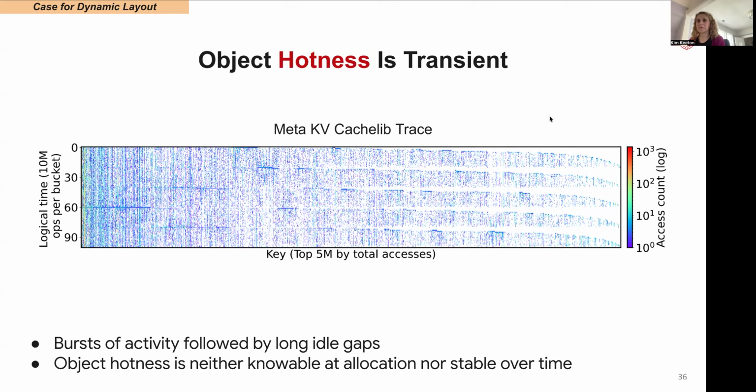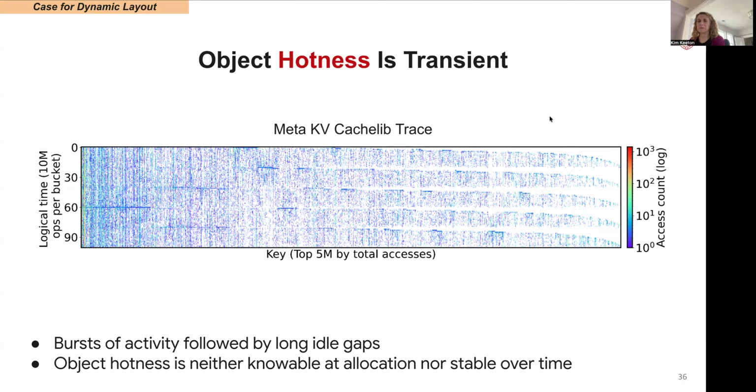So we had to come up with our own way to create logical time. The way we did this is we just said 10 million ops per bucket. So each pixel is essentially a bucket, or like there are 100 buckets here. And if there was an access in those 10 million ops, then the object will light up. So what we observed is there are bursts of activity followed by idle gaps, especially after certain hot pages.